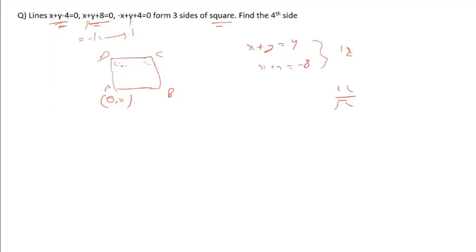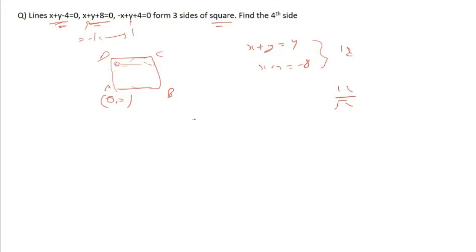Now I should ensure that the other sides also have a difference of 12, because it's a square, right? So the sides will be equal. So this is corresponding to 12, this will also be corresponding to 12. Or in technical terms, it should be 12 by root 2. But essentially, from a visual perspective, I know that there is a difference of 12 here. So technically there should be a difference of 12 between this and the other side.